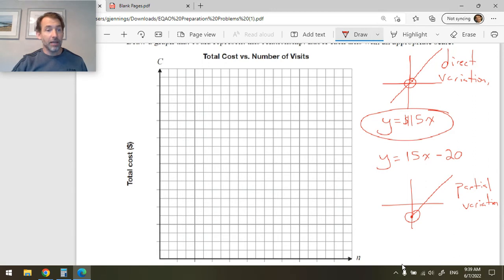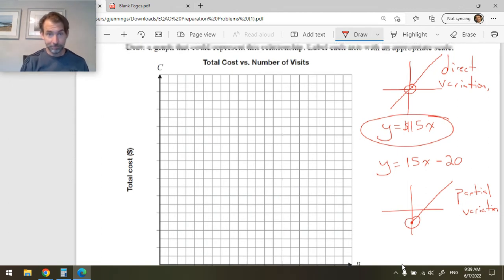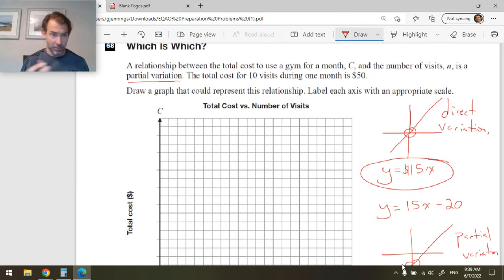Anytime you do not have the (0, 0) on the line or in your data set, it's a partial variation, if it is a variation at all, if there's any kind of linear relation. So just two families of linear relations. Direct variations go through the origin, they go through the (0, 0). Partial variations do not go through the (0, 0), but they are still linear.